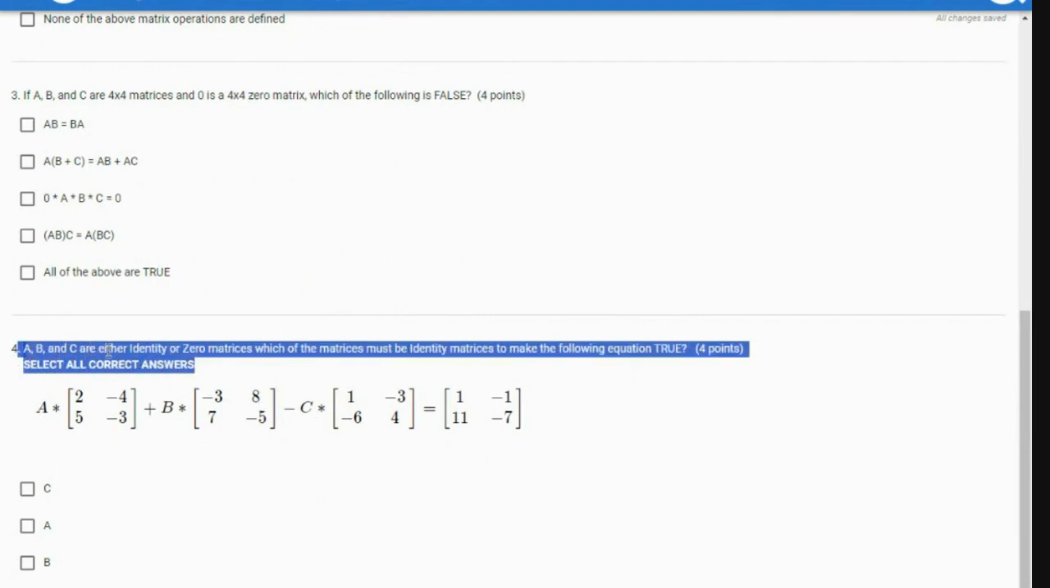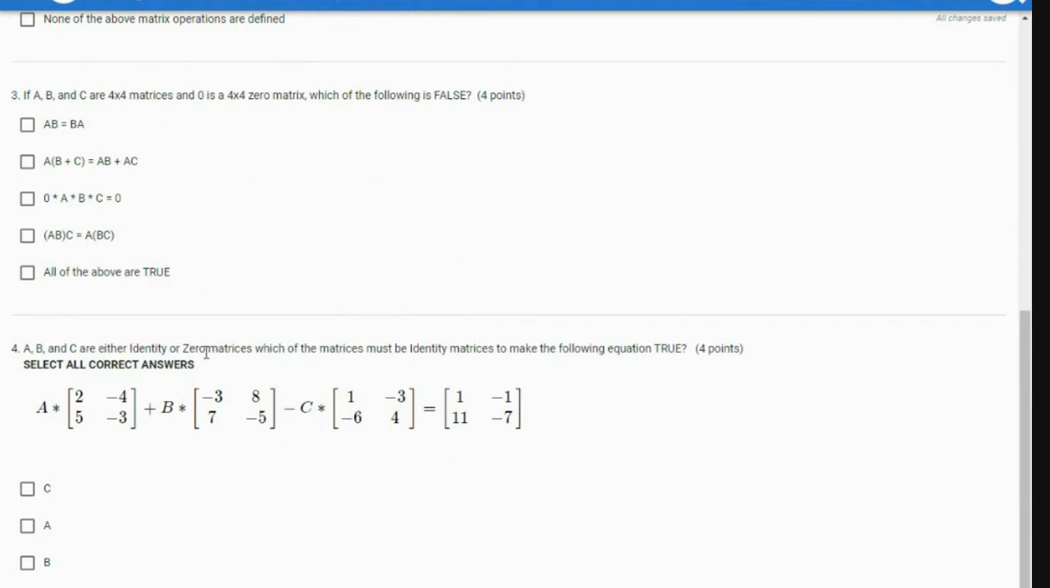A, B, and C are either identity or zero matrices. A times this matrix plus B times this matrix minus, pay attention, this one has a minus. His video was all pluses. Minus C times this matrix. Can you just add these two together and this is a 0? Or does one of these need to be a 0? And you subtract this one to get this answer. There you go. Select all correct answers.